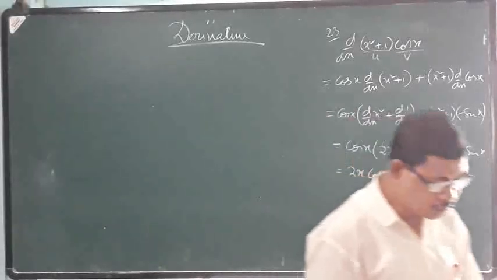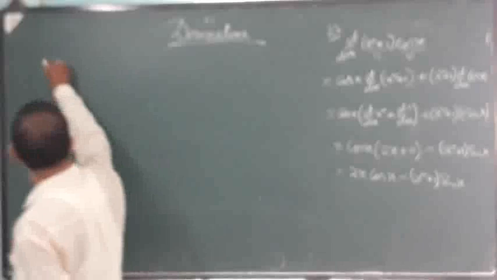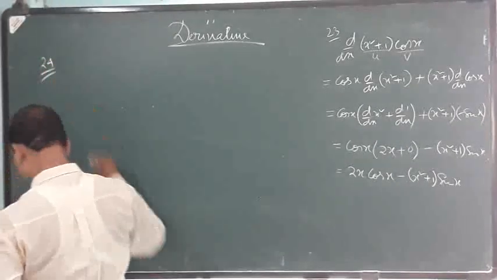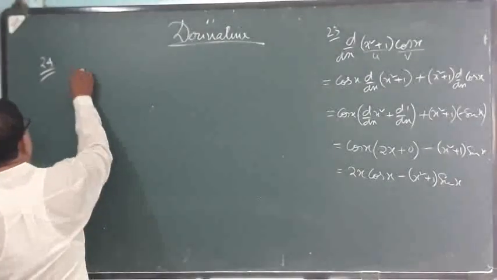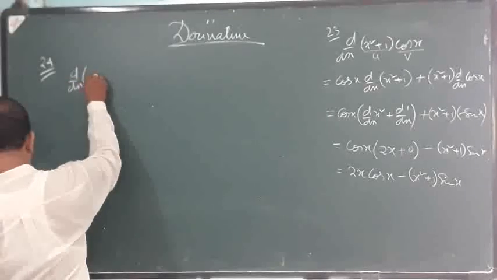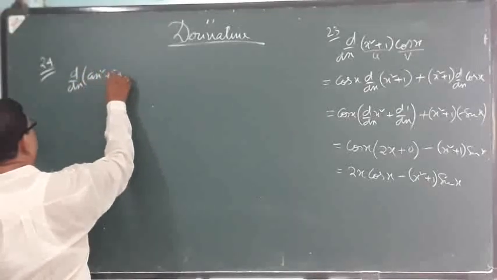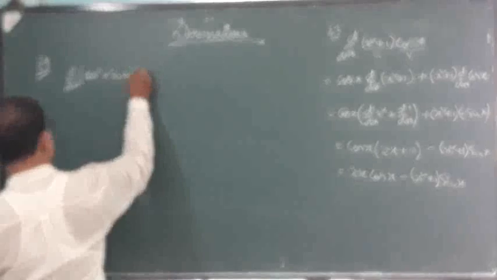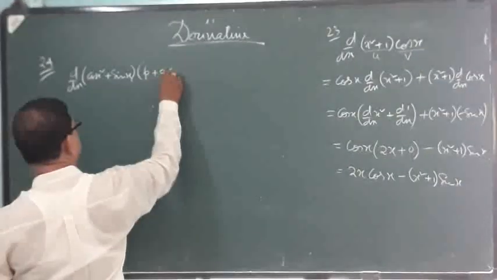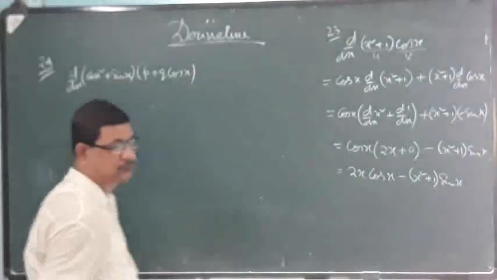So next, question number 24: d/dx of (a x square plus sin x)(p plus q cos x). This is again in the form u into v. So we will use our previous procedure. So this is the procedure we execute.